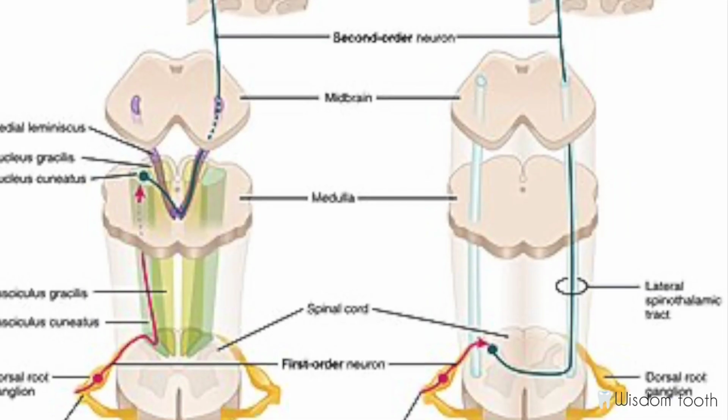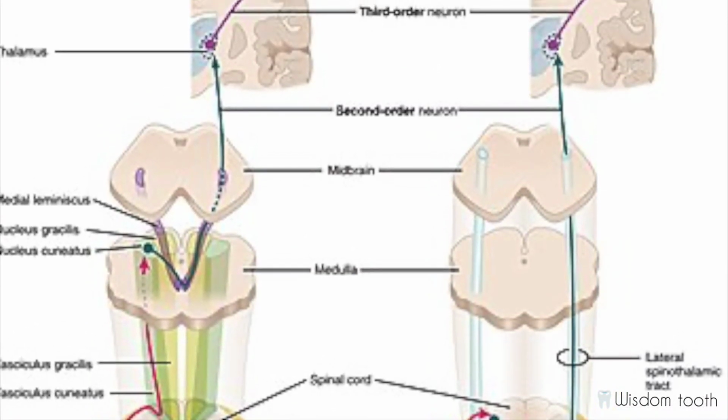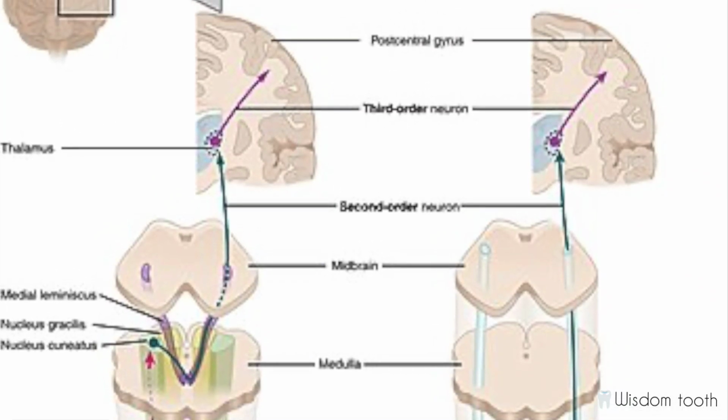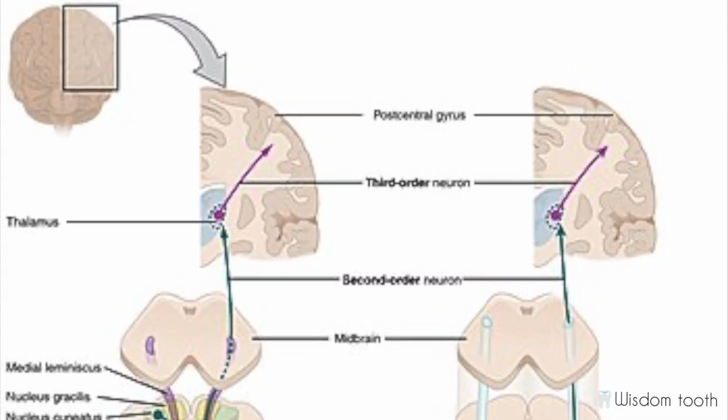These messages from the receptors are carried by nerve fibers to the brain through a pathway called the dorsal column pathway in the spinal cord. So, if you get a lesion in the dorsal column pathway, you can lose these abilities.